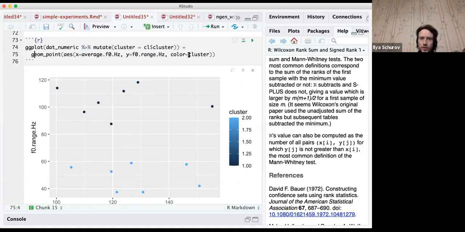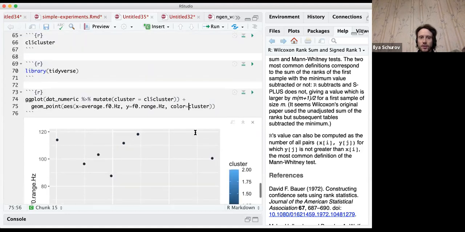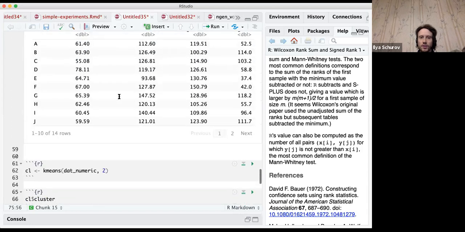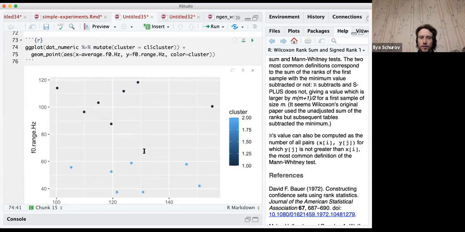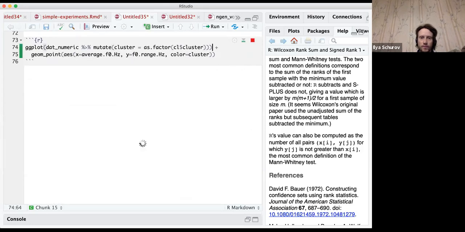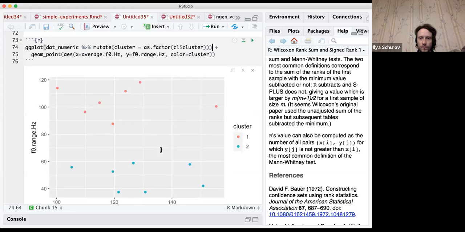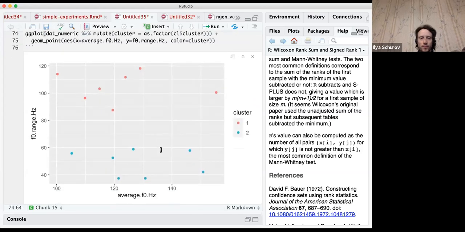Let me use different scale for clusters. So I have to convert. Currently, this cluster is just numeric value, but we understand that it is in fact categorical. So I have to convert it into factor. So I have to add as.factor here. And now I have a nice picture.